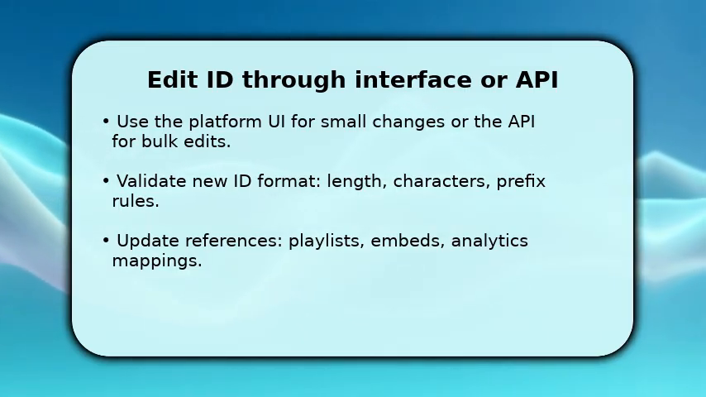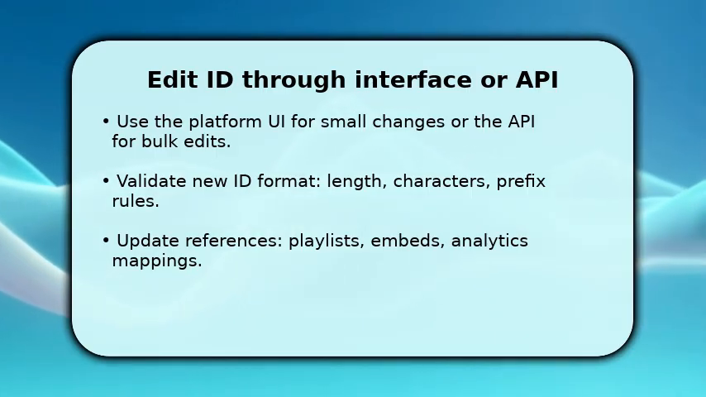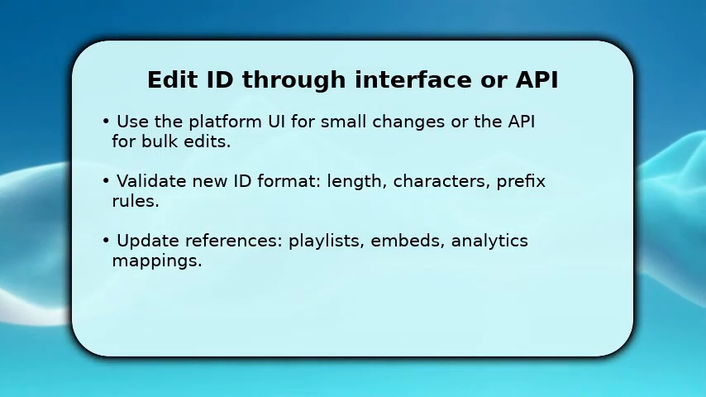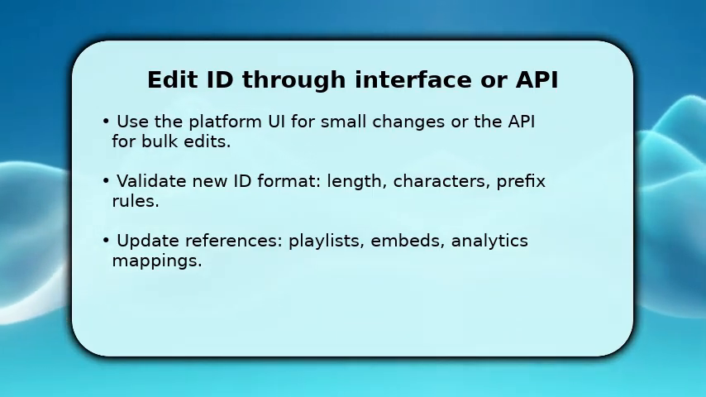If using the API, craft an authenticated request to the update endpoint, include the new ID in the correct JSON field, and check response status codes. Make sure to update any dependent references like playlists or embeds immediately because mismatched IDs break links.